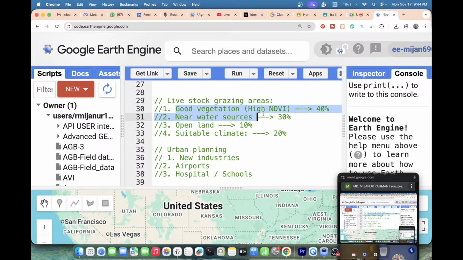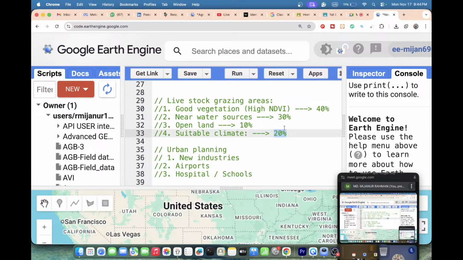Good vegetation or high NDVI area is 40%. Near water source I put the importance 30%. Open land I put 10%, and suitable climate I just put suppose 20%. So overall we find out that 100%. Okay, we set the weight. So this is the one process. So we can simply check our factors, and then we simply set the weight.